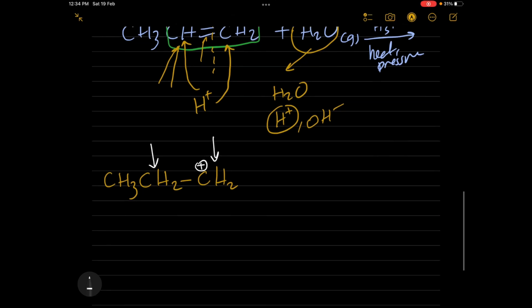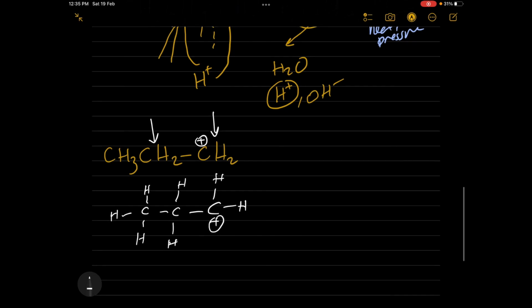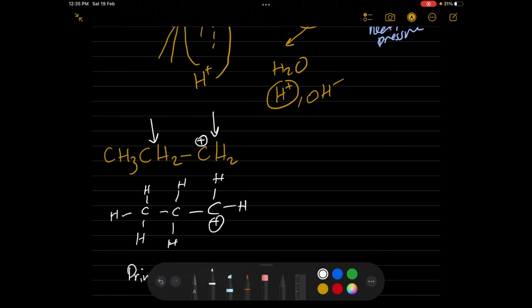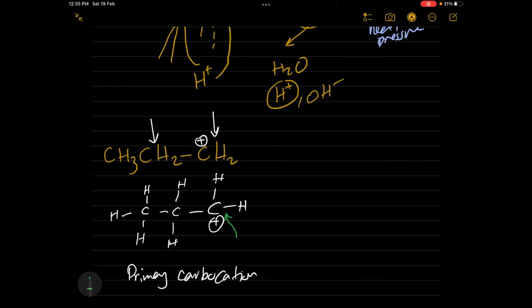Okay, or you can draw it like this. If you write the displayed formula first, you can then translate it to the structural formula, it's okay. And we have CH3. Okay, so this is the positive charge. By the way, this is called a primary carbocation. This is a primary carbocation because if you look at this carbon in here, it's bonded to only one alkyl group. The others are hydrogen. So once it's bonded to only one alkyl group, we can call it primary. Okay, so this is the first one.